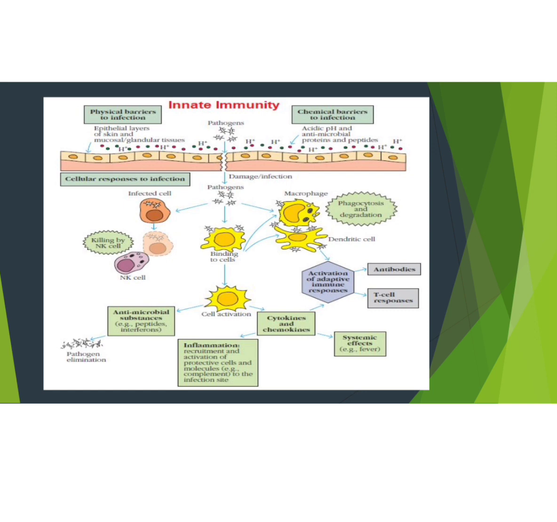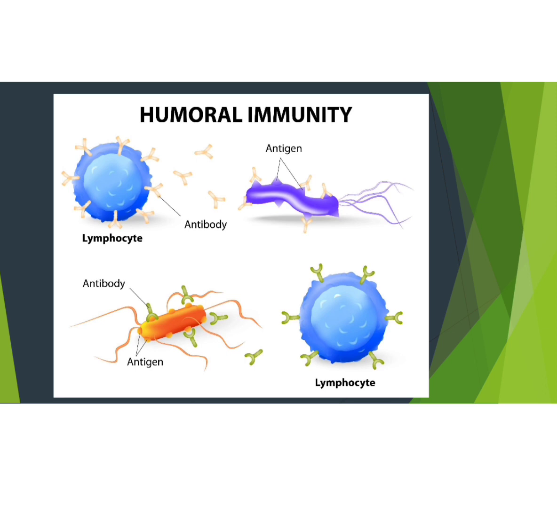So here we can see how the humoral immunity is highly specific. We have an antigen which is acting as a receptor. Then we have the antibody, they are coming and binding to the receptor and then they are trying to remove the pathogens. I hope you have understood or got a clear idea of innate and acquired immunity. Thank you.